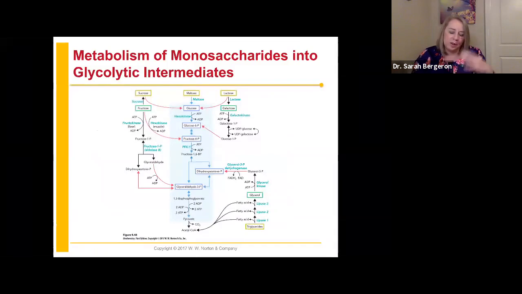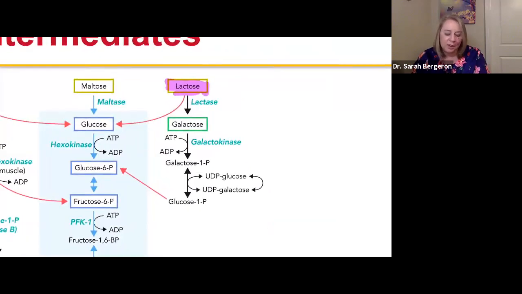Okay, so I know this looks super complicated, but you don't have to memorize it. I really just want you to see how monosaccharides come into glycolysis. They can come in from a bunch of different ways. You can drink milk, right? If you drink milk, then milk has lactose inside of it. So then lactase is going to break that down. Let me see if I can zoom in. It's going to break that down into galactose and glucose. So it'll make galactose and it'll also make glucose.